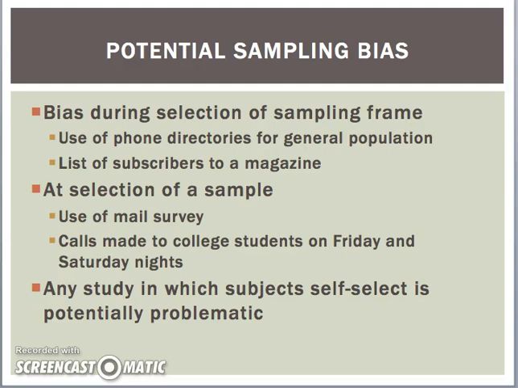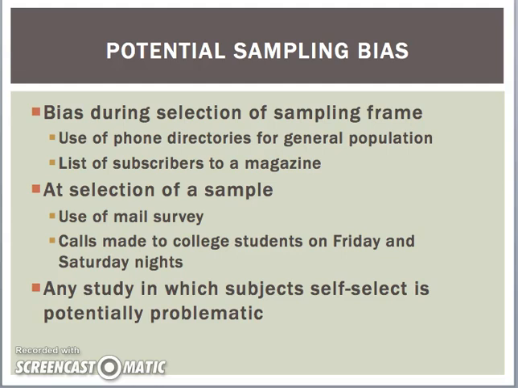Or it can happen at the level of a sample where you use a mail survey, and so only certain people mail it back, and they sort of self-select. Calls made to college students on Friday and Saturday nights. Whoever answers their cell phone is different from people who don't answer their cell phone, so you have a problem there. And they're all different from people who don't even have a cell phone.